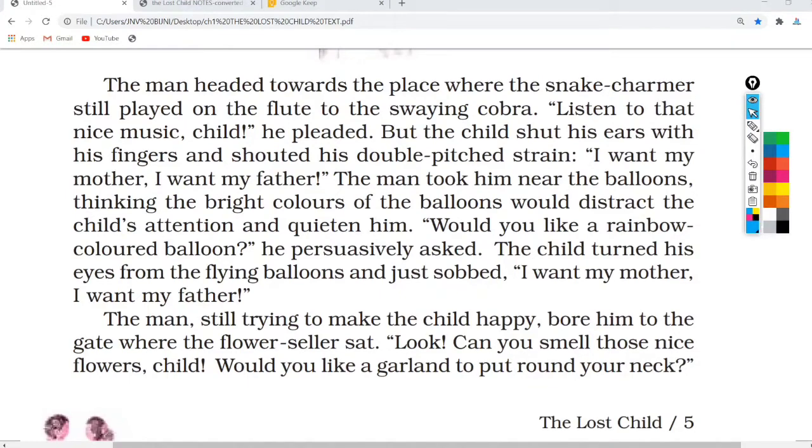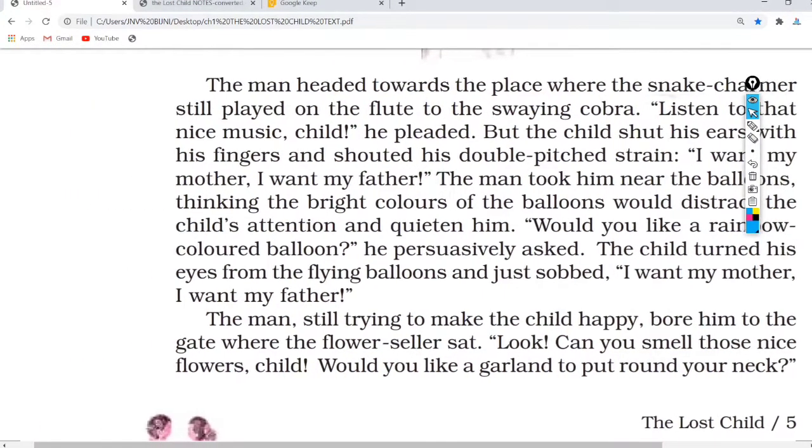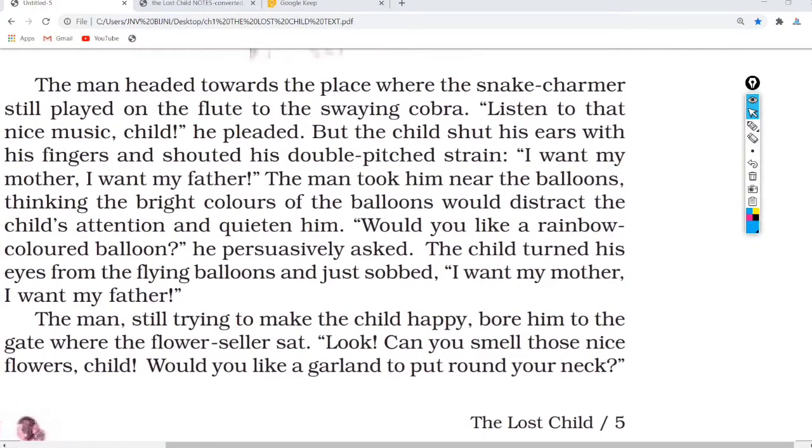The man headed towards the place where the snake charmer still played on the flute to the swaying cobra. "Listen to that nice music, child." He played it, but the child shut his eyes. The child shut his ears with his fingers and shouted with double strain, "I want my mother, I want my father."